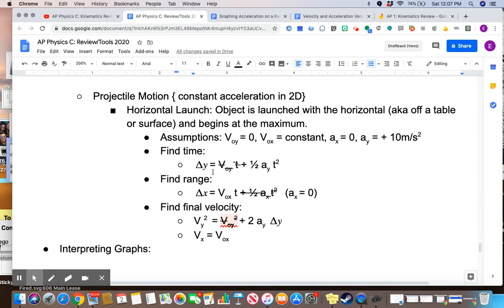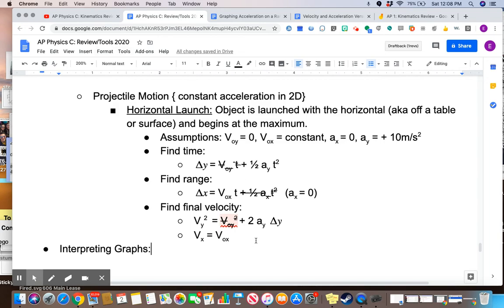Note also, these equations can be used if you have time and you need delta y, you can use this equation. If you have range and time and you need initial velocity in the x, you could use that equation. Okay, so this is the general set of equations that you can use to solve for information in horizontal launch, but you don't exactly have to follow them in this order.